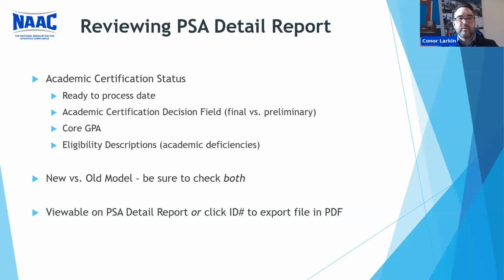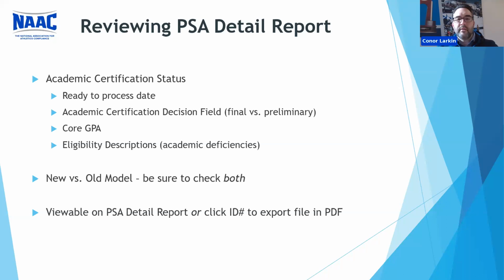If it's multiple high schools, you need a transcript from each of those high schools to be on file. You'll also see other information about the core GPA. You'll see eligibility descriptions, which I tend to think of as markers for academic deficiencies, whether maybe the student is not meeting the 10-7 requirement, or perhaps has a social science or English deficiency, or perhaps a GPA deficiency for competition if they're, let's say, below a 2.2, for instance.